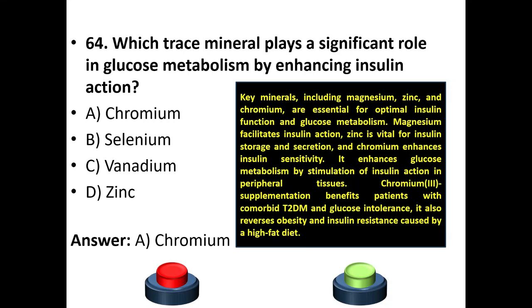Key minerals including magnesium, zinc and chromium are essential for optimal insulin function and glucose metabolism. Magnesium facilitates insulin action, zinc is vital for insulin storage and secretion, and chromium enhances insulin sensitivity. It enhances glucose metabolism by stimulation of insulin action in peripheral tissues.